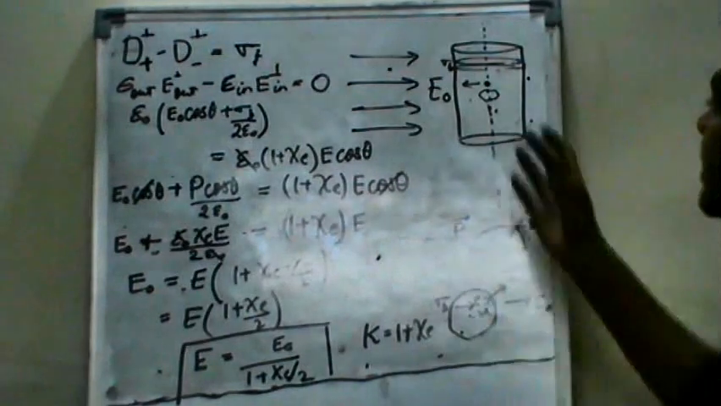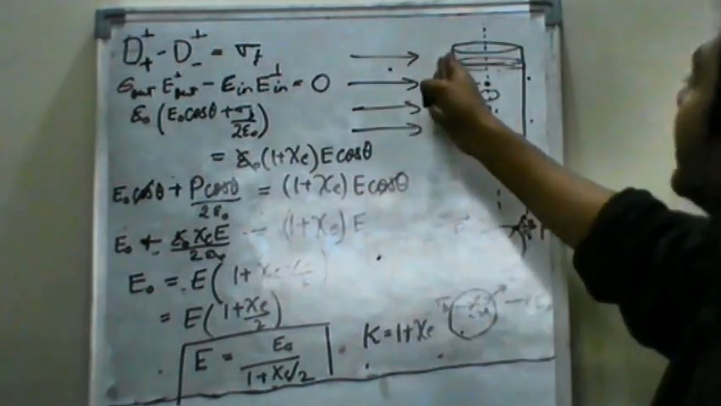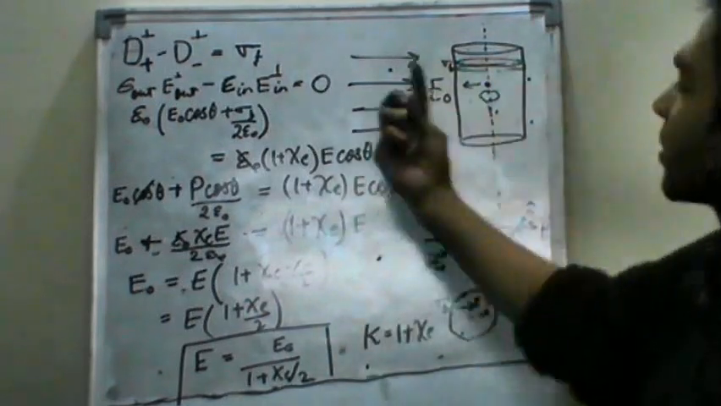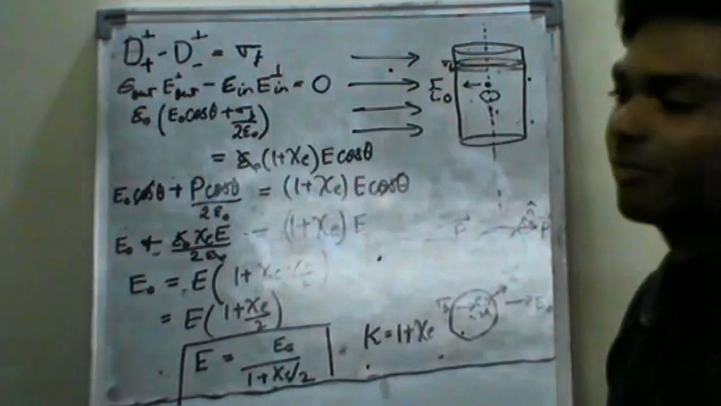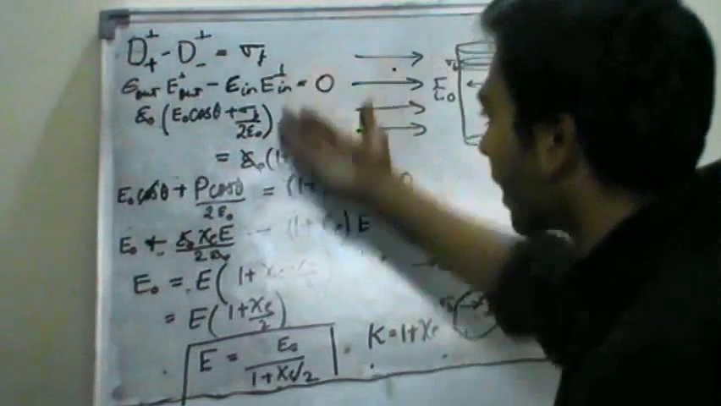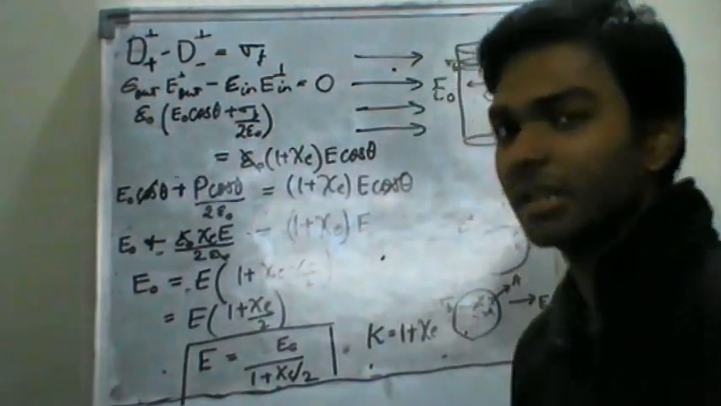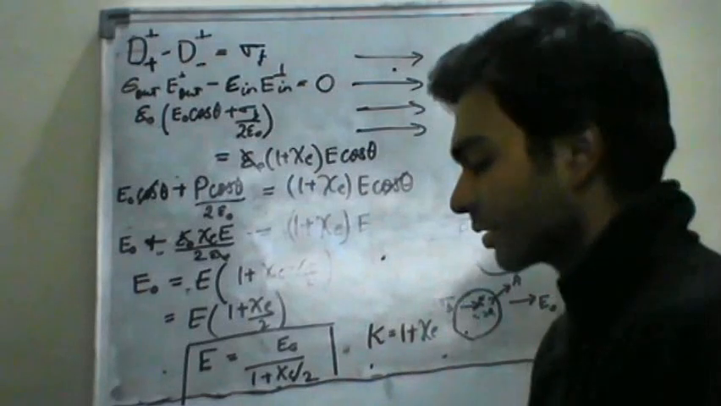But calculating that net external field itself will be problematic because the sigma b varies as cos theta. That itself will be troublesome, so we would rather adopt this approach. Note the thinking here, the way of approaching the question.